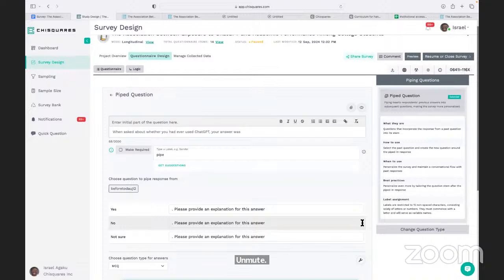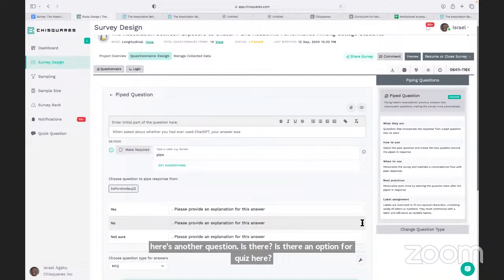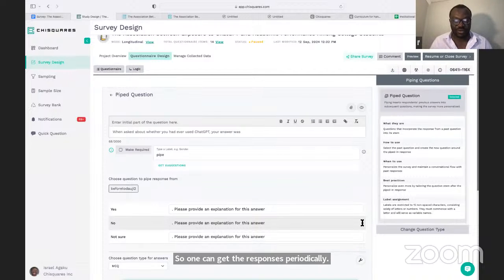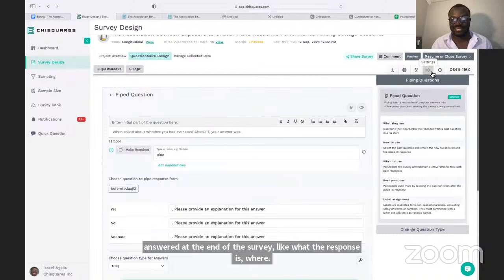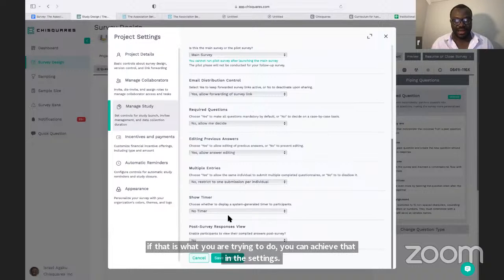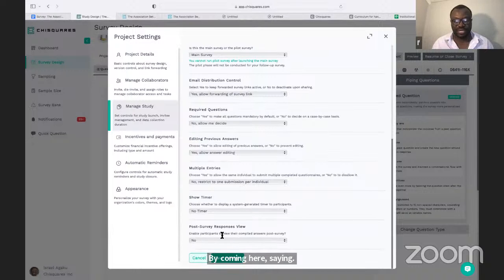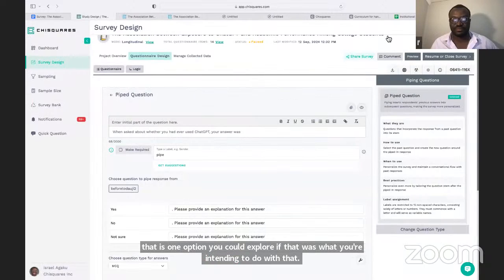Here's another question. Is there an option for quiz here so one can gather responses periodically? So you can set up a question however you want. The whole point of a quiz is to see how individuals answered at the end of the survey, like what the responses were. If that is what you are trying to do, you can achieve that in the settings by coming here and saying post-survey response view, right? So they can see the responses that were provided by the individuals. That is one option you could explore if that was what you were intending to do with that.